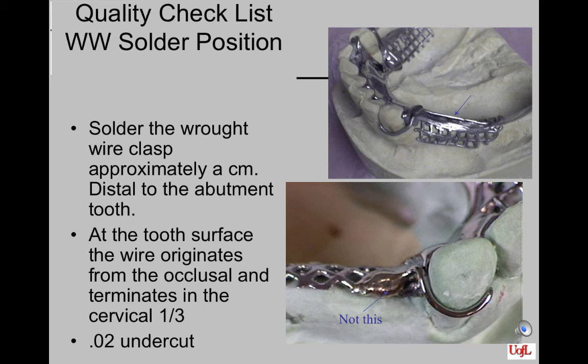When a framework is returned from the laboratory, you should have a quality checklist for that framework. The first thing might be the wrought wire clasp. Is the solder joint approximately a centimeter from the actual abutment tooth? If it is soldered right next to the abutment tooth, that wire has been heated sufficiently to affect the flexibility of the clasp at that point. Is the wrought wire clasp into a 0.02 undercut?